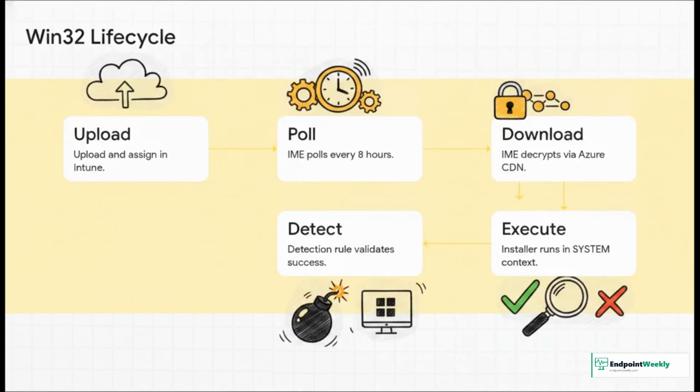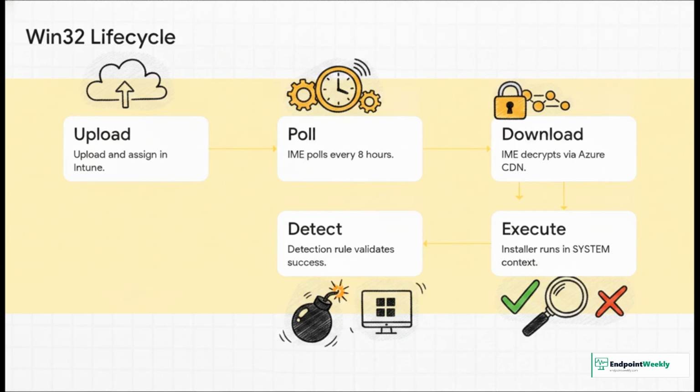Now, once you upload and assign that package in the Intune dashboard, it kicks off a highly orchestrated process. The IME agent on the endpoint polls Intune every 8 hours by default. When it spots an assignment, it downloads and decrypts the package from the Azure CDN, then silently executes the installer in the system context.